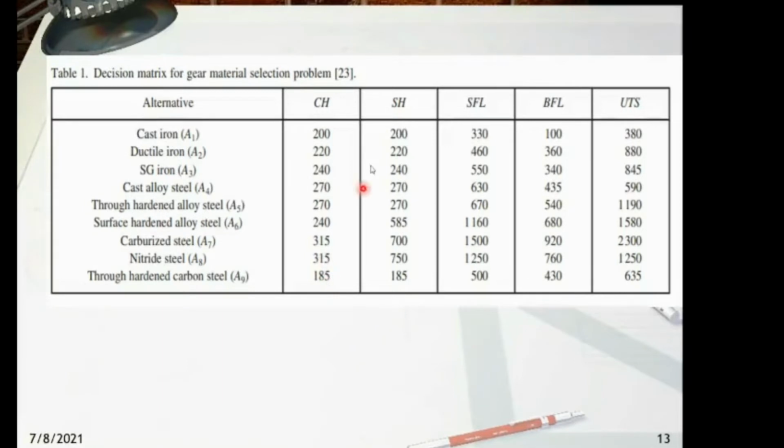But here it is a combination of the properties, not a single property. Suppose you want the surface hardness, then the higher the better. So which is higher? 750 is the higher. If only that property is needed, then this is the best value for you. Similarly, for the surface fatigue limit, we want the larger the better. Which is the larger value? 1500. So this metal is better. So A7 is better. For this one, A6 and A8 are better. For this one, A9 is better, right?